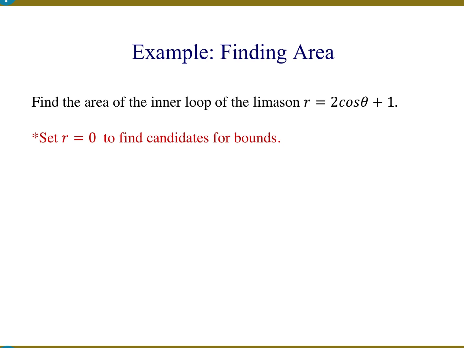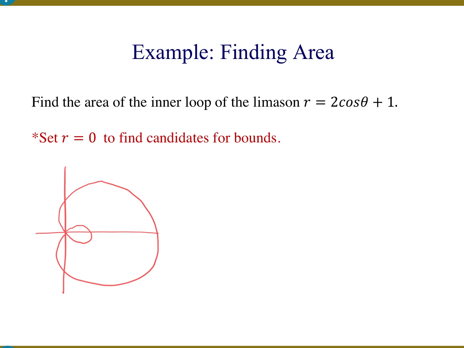All right, so as you watched it draw, it was like going like this, and then like this, and then coming back again. Okay, we just want the area of the inner loop. So when is that inner loop getting created?